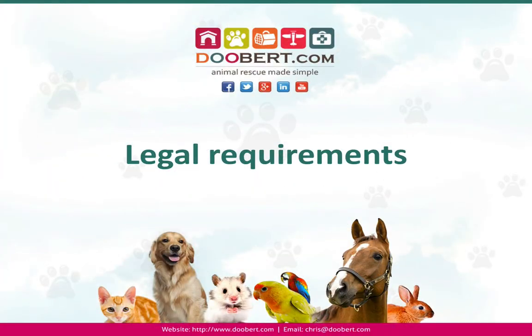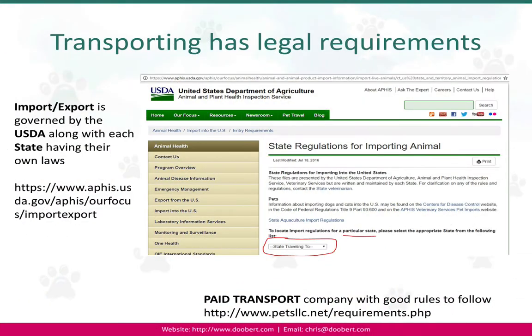So let's talk about the legal requirements. And again, don't be intimidated. Legal requirements are just things that we need to be aware of. We need to do our best to make sure that we're trying to follow the law to the best of our ability. So transporting, like a lot of other things, does have legal requirements. The USDA is actually the regulating authority for all 50 states. So the USDA has specific requirements.